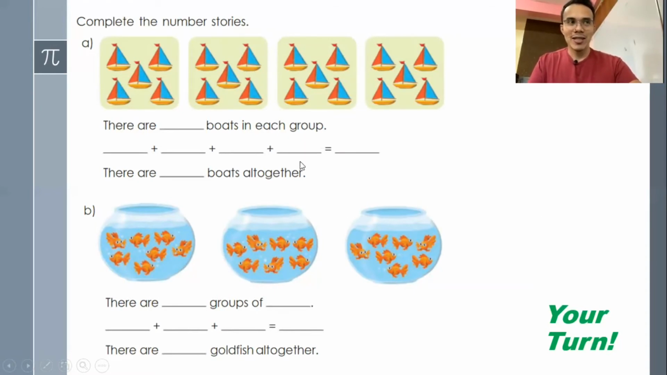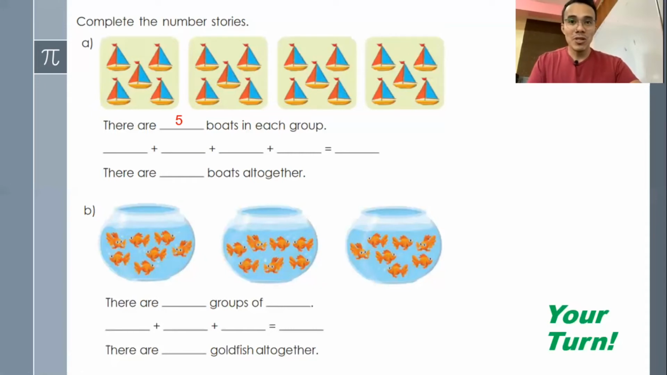The instruction is complete the number stories. You're just going to fill in the blanks based on the picture given. So let's start with letter A. There are blank boats in each group. How many boats are there in one group? There are 1, 2, 3, 4, and 5. There are 5 boats in each group.